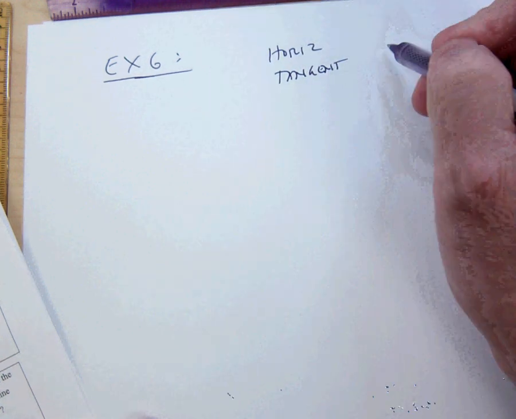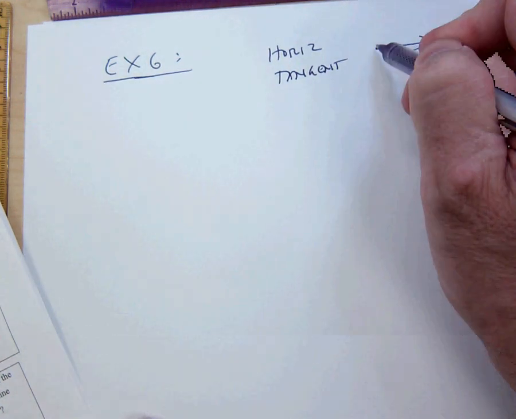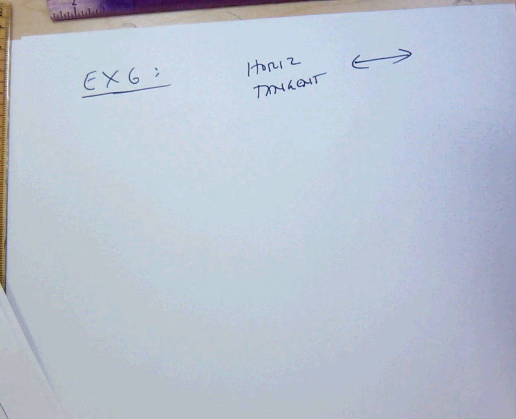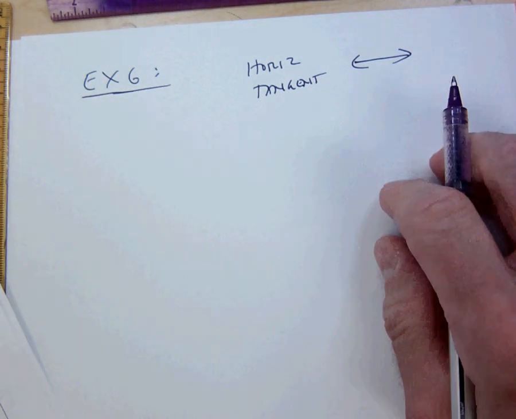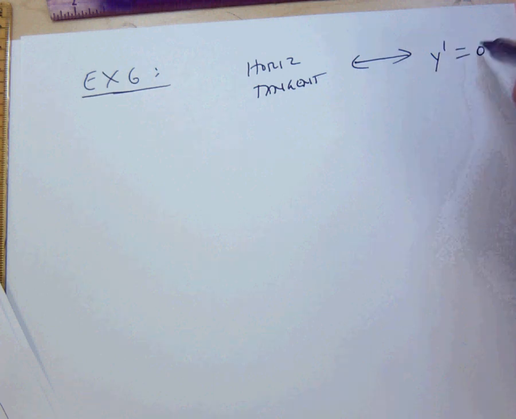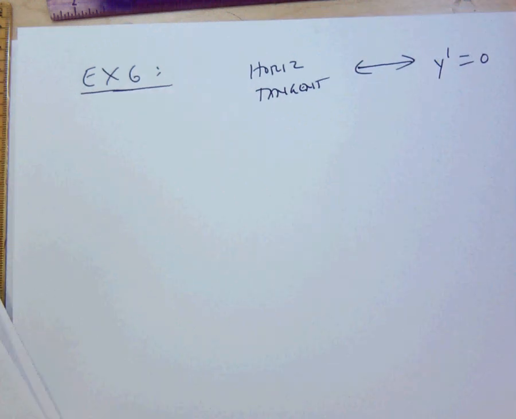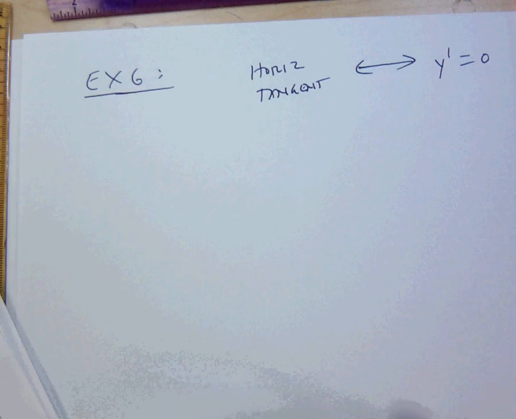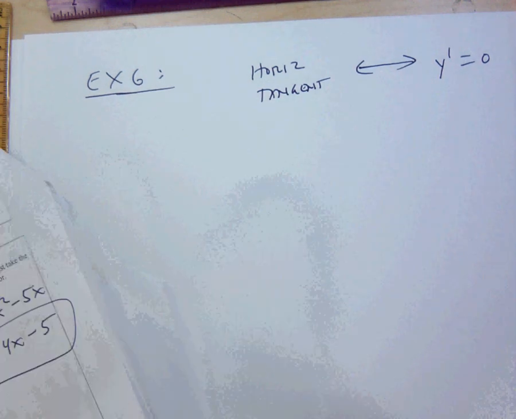Okay, so horizontal tangent means what? Slope is 0. So in other words, the derivative equals 0. Everybody agree? So when it talks about horizontal tangent lines, think derivative equaling 0, right? Got it? Okay. So with that in mind, here we go.